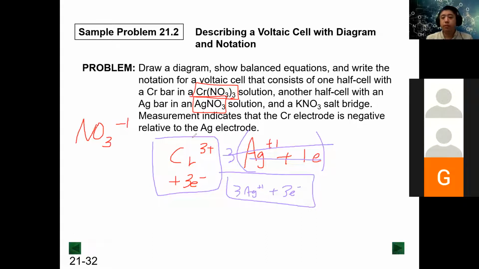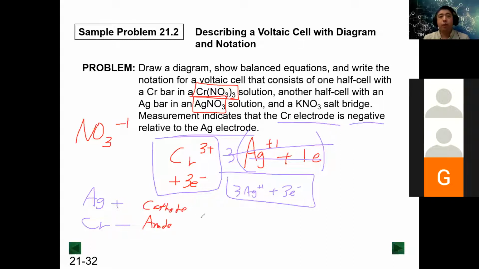Any questions so far? All right. With that said, if we read the rest of this, it indicates that the chromium electrode is negative relative to the Ag electrode. So my Ag electrode is considered the positive one. My chromium is considered the negative one. With that said, what does that tell me about the anode and the cathode? Which one of these is my anode? Which one is my cathode? Cr is my anode. This is my cathode.